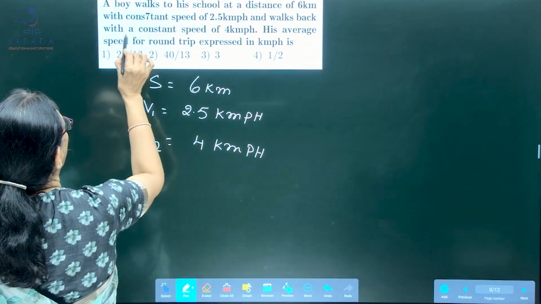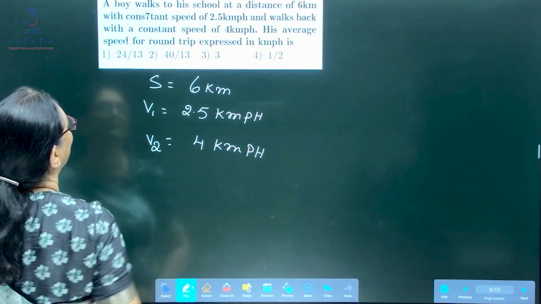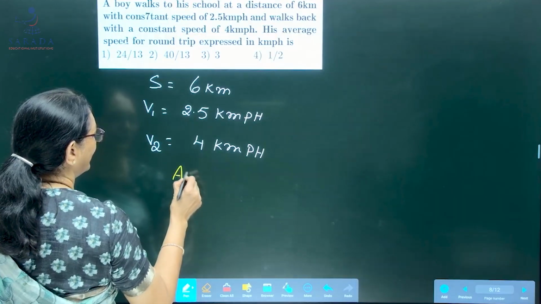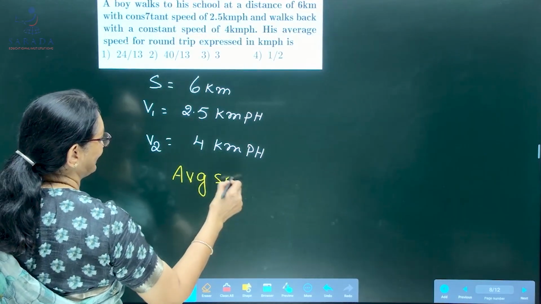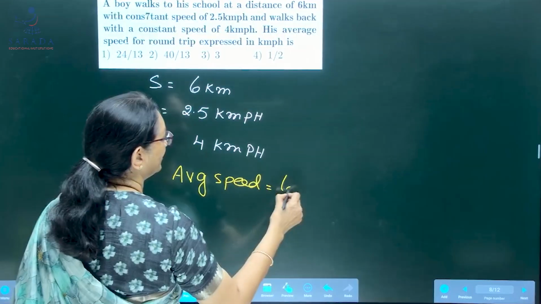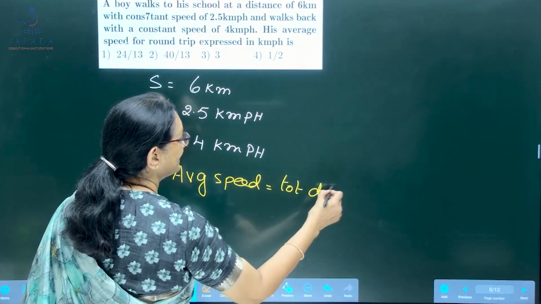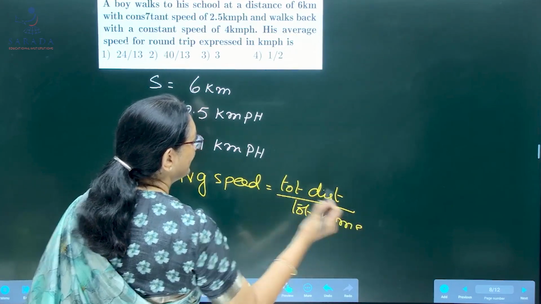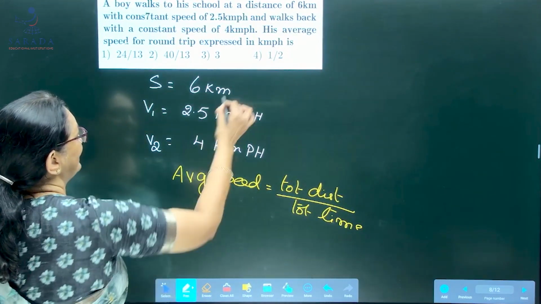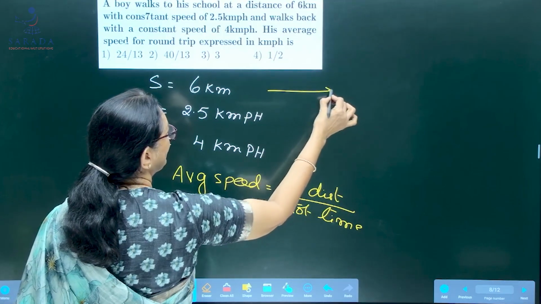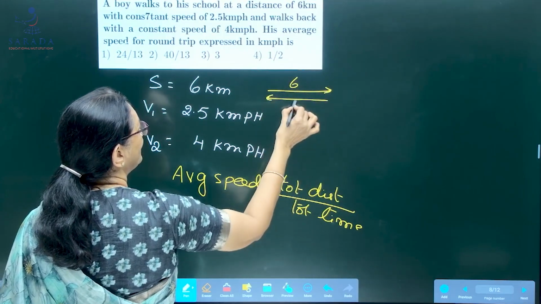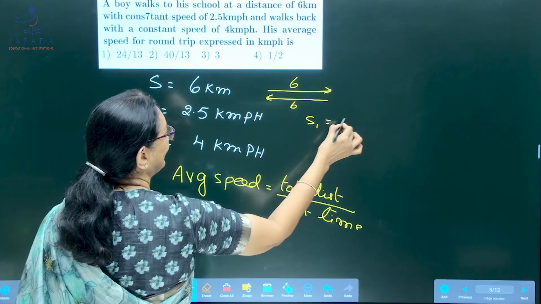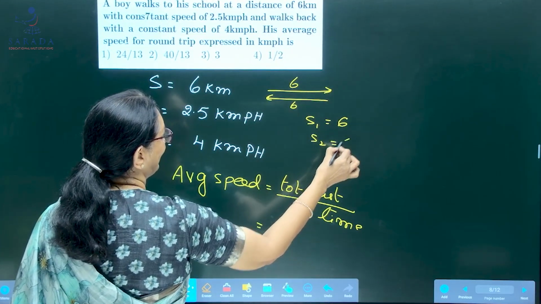Average speed. Here the most important word is average speed. See here, in this question, average speed is asked. Average speed is equal to total distance by total time. Right? So, look here. Total distance is 6 kilometers forward and 6 kilometers backward. So, total distance is S1 plus S2, where S1 is 6 and S2 is 6. That is okay.